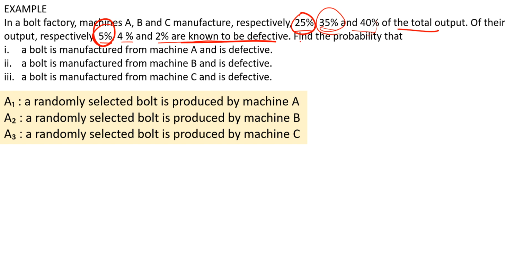Let's see what the question says. Find the probability that a bolt is manufactured from machine A and is defective. Second question, a bolt is manufactured from machine B and is defective. Third, a bolt is manufactured from machine C and is defective.